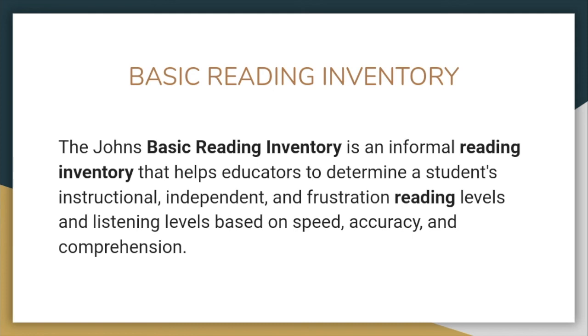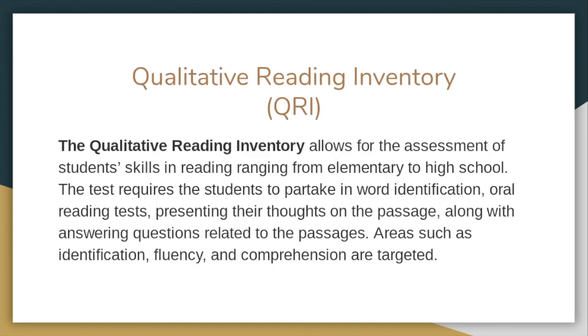The basic reading inventory helps you assess the student's oral reading level, listening level, silent reading level, and expository or informational reading level. If you are interested in looking at this, please contact me. I do own the books. QRI, or Qualitative Reading Inventory, provides graded word lists and numerous passages designed to assess a student's oral reading accuracy, rate of reading, and comprehension of passages read orally and silently. Many Duluth schools do own this book.